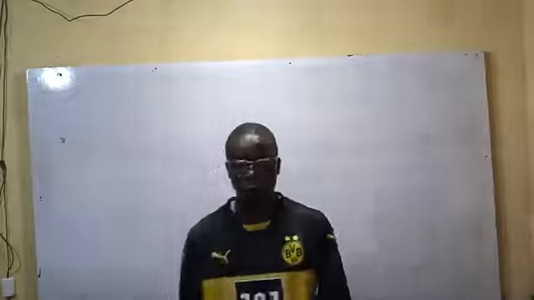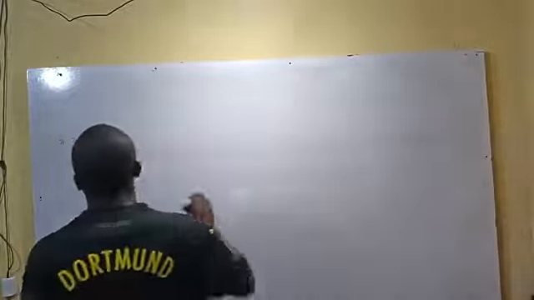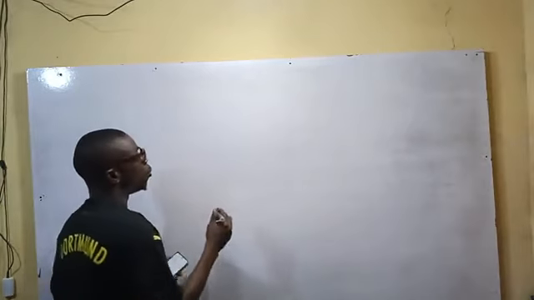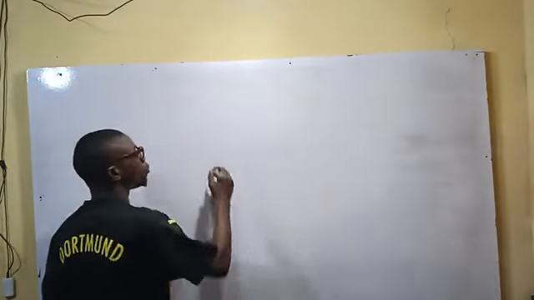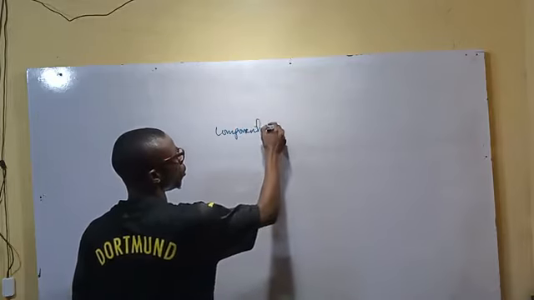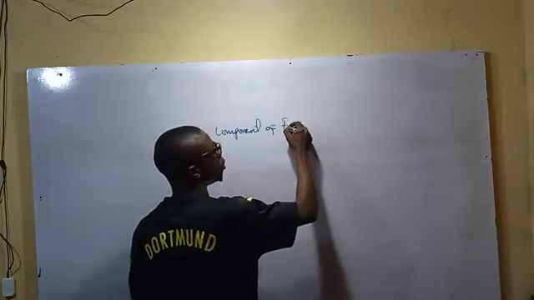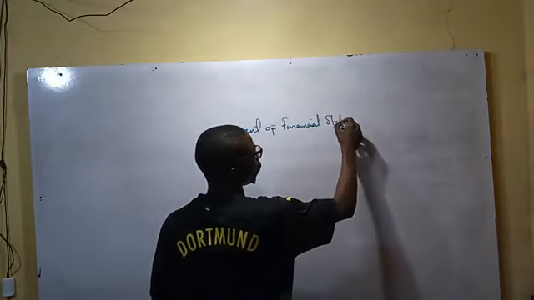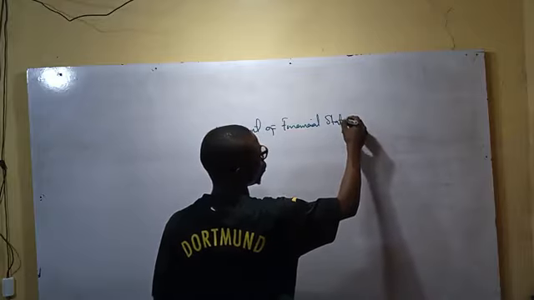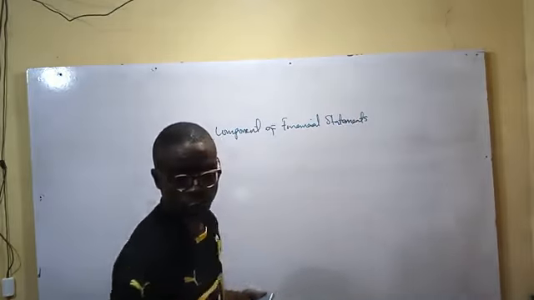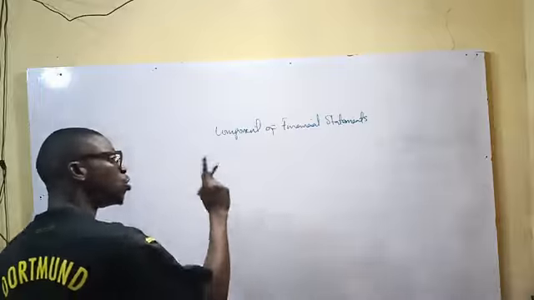So we'll be moving into the statement of financial position, financial statement. Don't forget that I told us that we have financial statement, and the components of financial statement are as follows. You can see that the statement is in plural form. That means it is not only one statement.